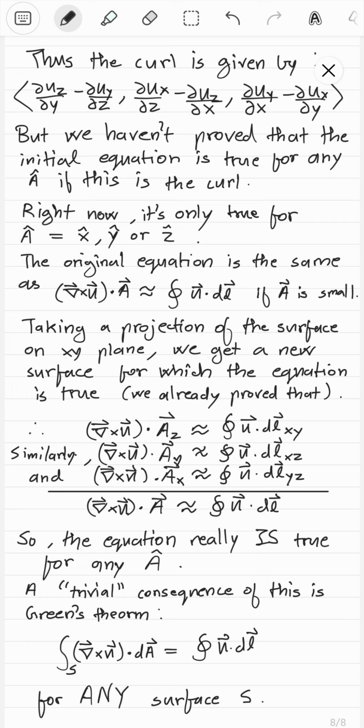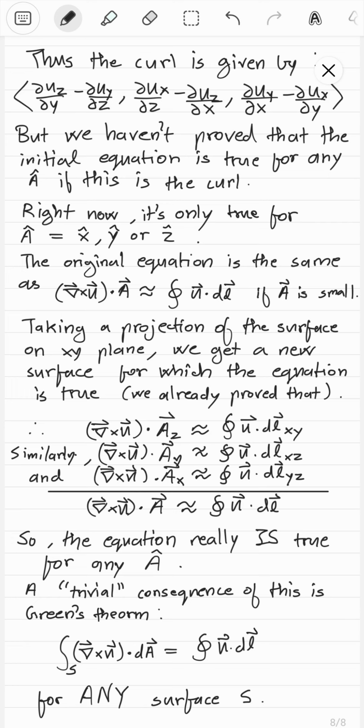Taking a projection of the surface on the xy plane, we get a new surface for which the equation is true. So we already proved that this should be true for all the cases where your surface is on the xy plane or on the yz plane or on the xz plane completely, right? Then it's true all the time. You already know that. So now it's one of those cases that it's on the xy plane. We already proved that, so we can write this equation for that particular path and surface.